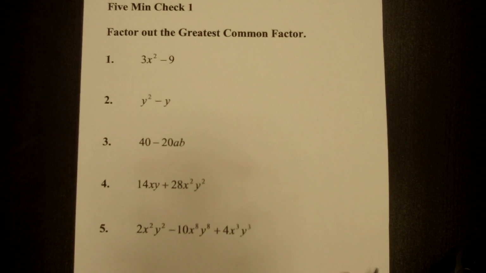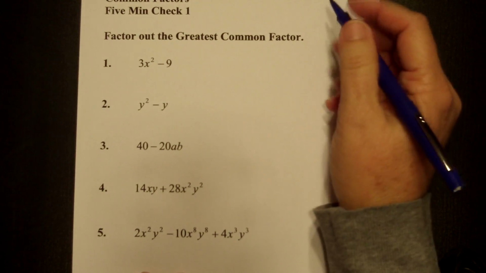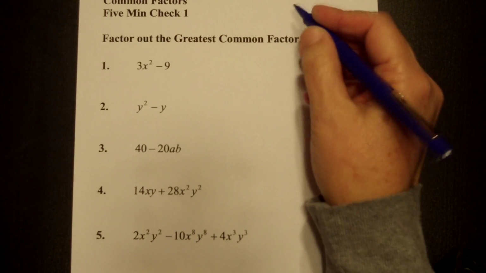So today's lesson is about factoring out the greatest common factor from a polynomial. Okay, so the first thing that we're going to do is look for the largest number that goes into the numbers. So if you need to write that down, that's what a greatest common factor is.